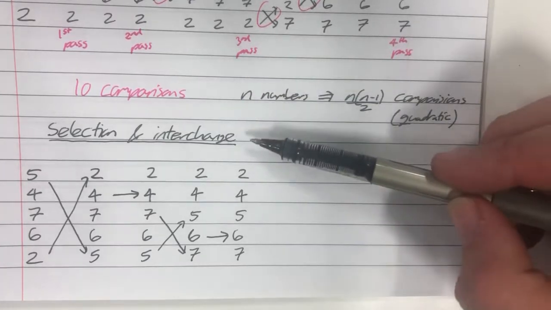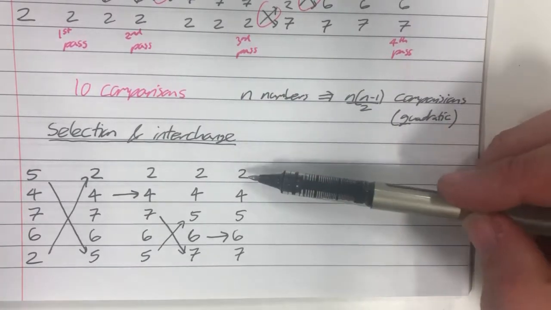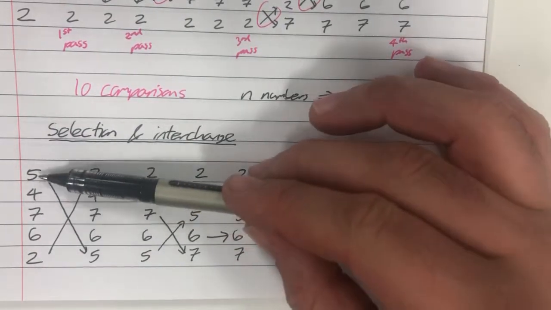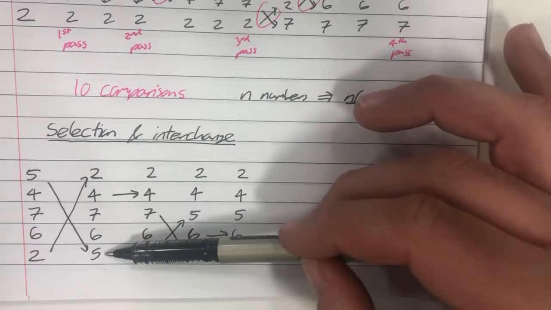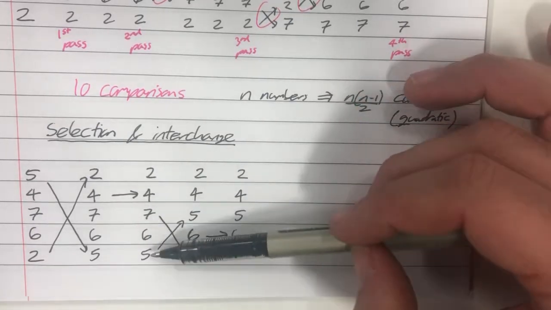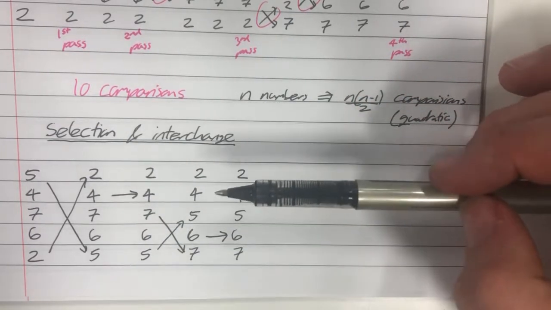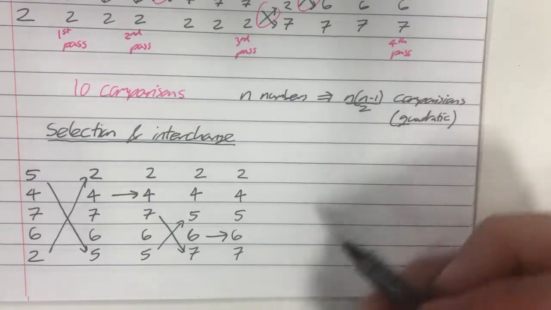So the selection interchange is much quicker to write out and is more intuitive for a human, but it's harder to program. Because you continually have to look down the whole list and find the smallest, and then make a swap. And your list just gets one smaller, and then you repeat the process. That's the selection and interchange.